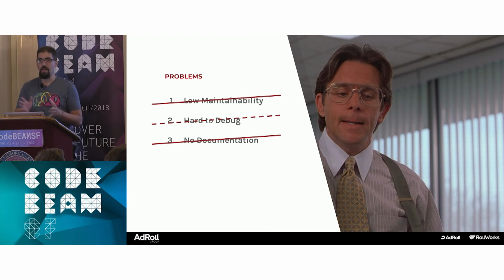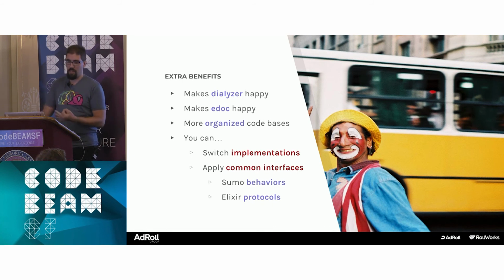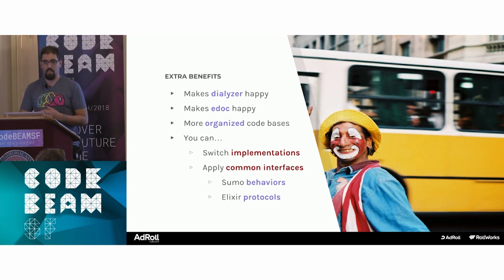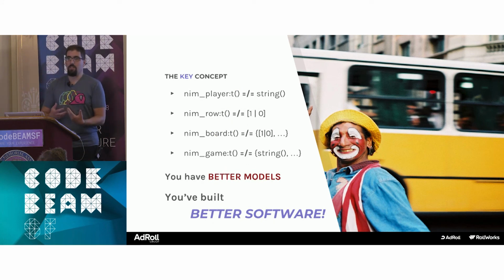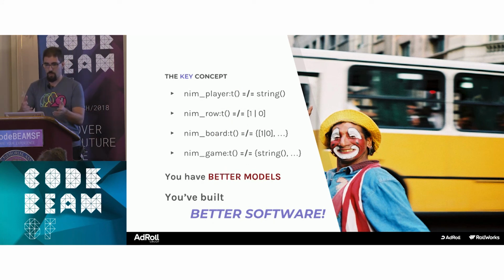And it's still hard to debug, but it's a little bit easier because everywhere you get an error, the stack trace will tell you in which module the problem is, and the functions are three-liners or something like that, so much easier. And you make dialyzer happy, documentation happy. You organize your code. You can switch implementations in the same way that object-oriented people have done for ages, and you can apply common interfaces like behaviors and whatnot. And basically, you are modeling your problem domain better by explaining to whoever is reading your code that that string is not a string, that's a player, right?